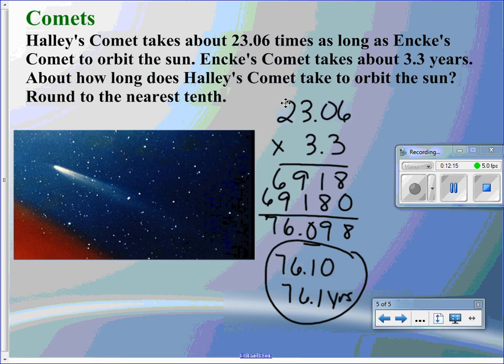$76 1/10 years is your final answer. Again, if you like to keep the 0 at the end, you can. But please make note that when you read your directions, follow directions about how they tell you to round the answer when you're multiplying with decimals.